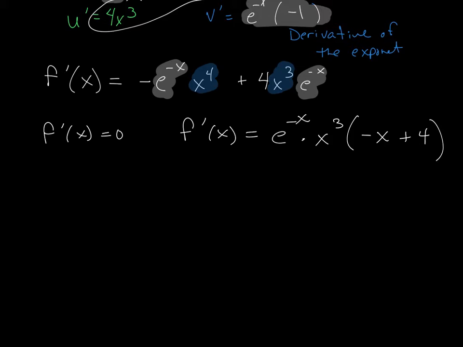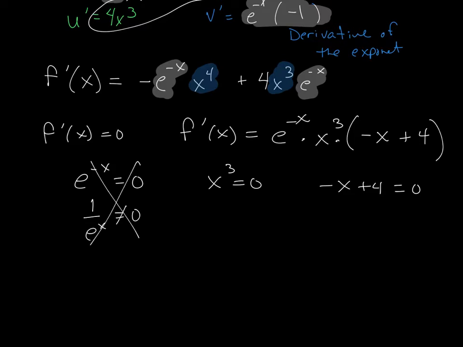Now that it's all factored and all of these are in terms of a product, I can look and set each of those factors equal to 0 and solve for x. Now for the first one that I have here, e to the negative x, that's never going to be equal to 0. So that one doesn't get included. The next two just give me a value of x is equal to 0, and x is equal to 4.